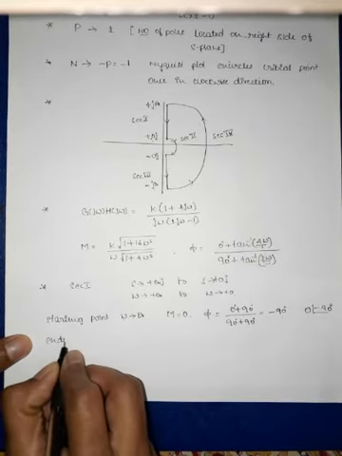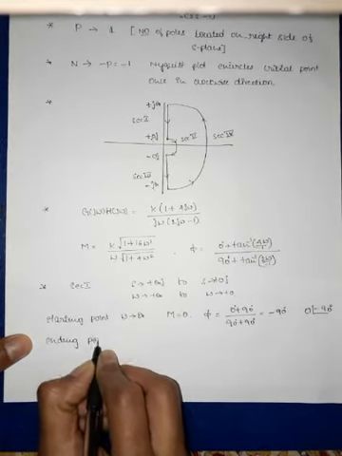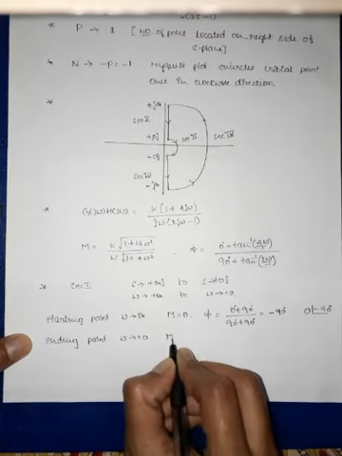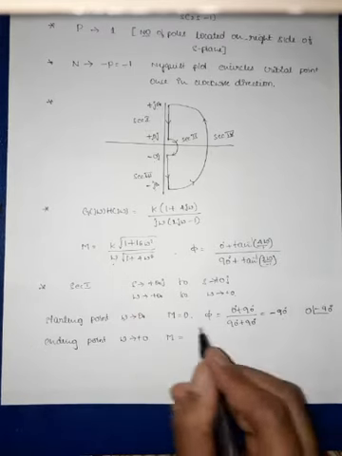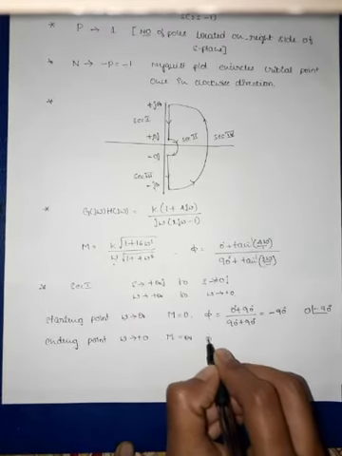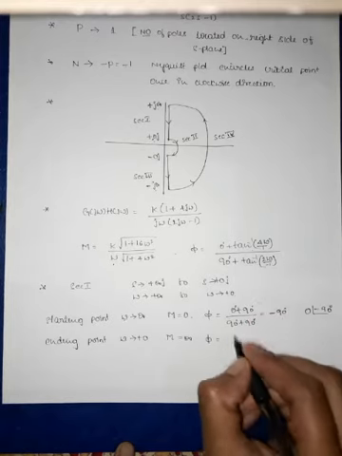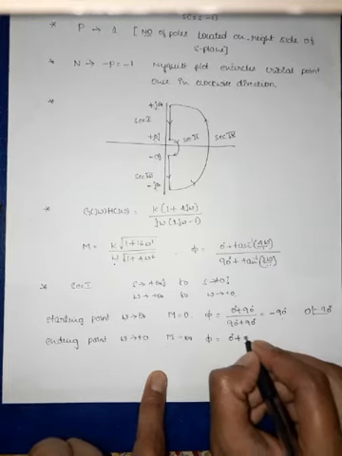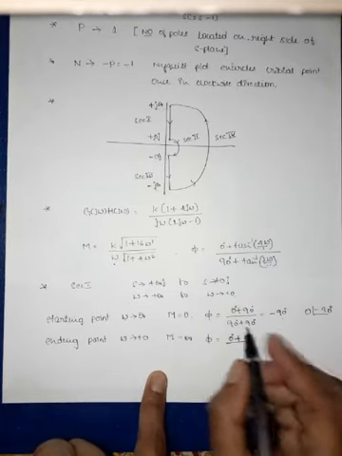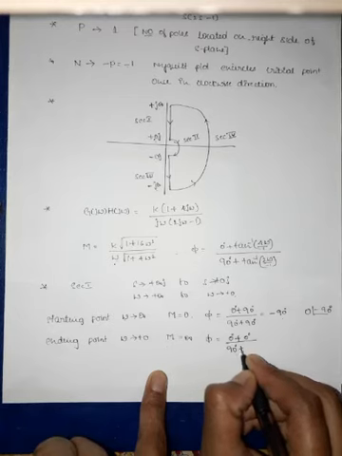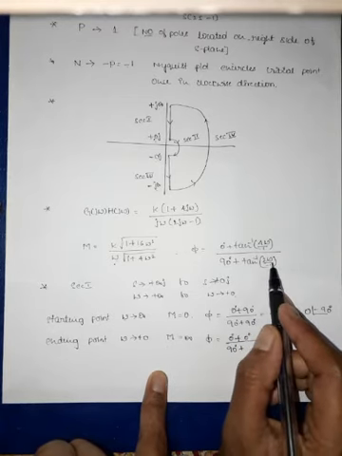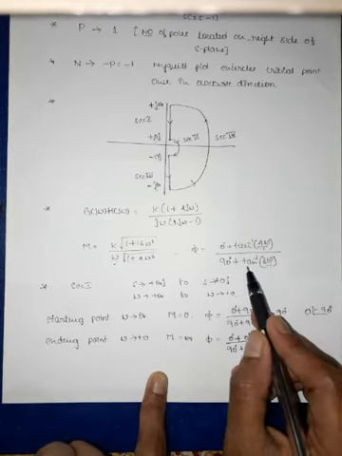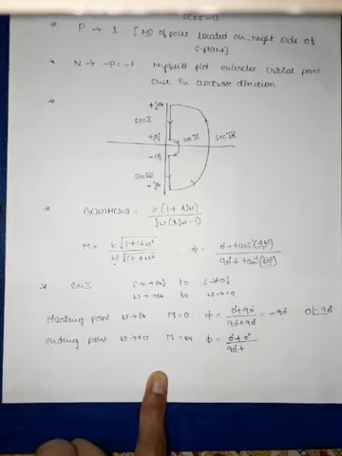Now consider the ending point, that is omega is equal to plus 0. The magnitude will be equal to anything divided by 0, which is nothing but infinity. The phase angle will be equal to 0 plus tan inverse of 0, which is 0 degree, divided by 90 degree as it is. Here tan inverse of 2 omega divided by minus 1: if you replace omega by 0, it will be tan inverse of 0 by minus 1.